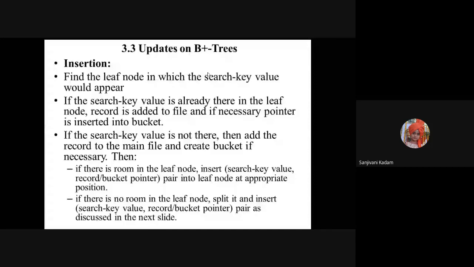Okay, let us see the first operation, insertion. Here we are trying to insert a new element or new record which is added into the database, and for that we want to update the B plus tree index entry. For inserting that record into the index entry, first find the leaf node in which the search key value would appear. For this purpose, we always start from the root and search whether the element we are inserting is in the left child or right child, etc.